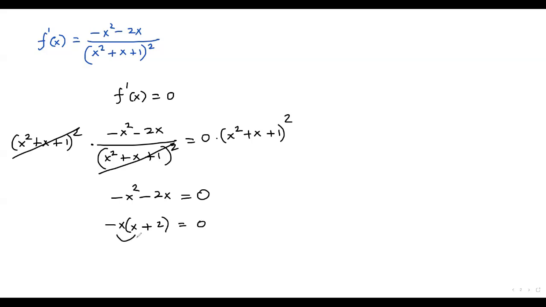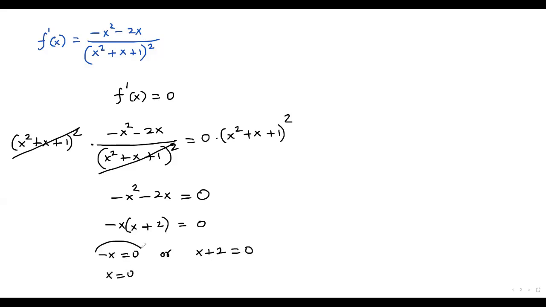So if I distribute this -x to x, I'm getting -x². When I distribute this -x to 2, I'm getting -2x. So the factoring I've done is correct. So here the product of these two quantities equals 0. Either the first quantity, that is -x = 0, or the second quantity x + 2 = 0. If -x = 0, then x also must be 0.